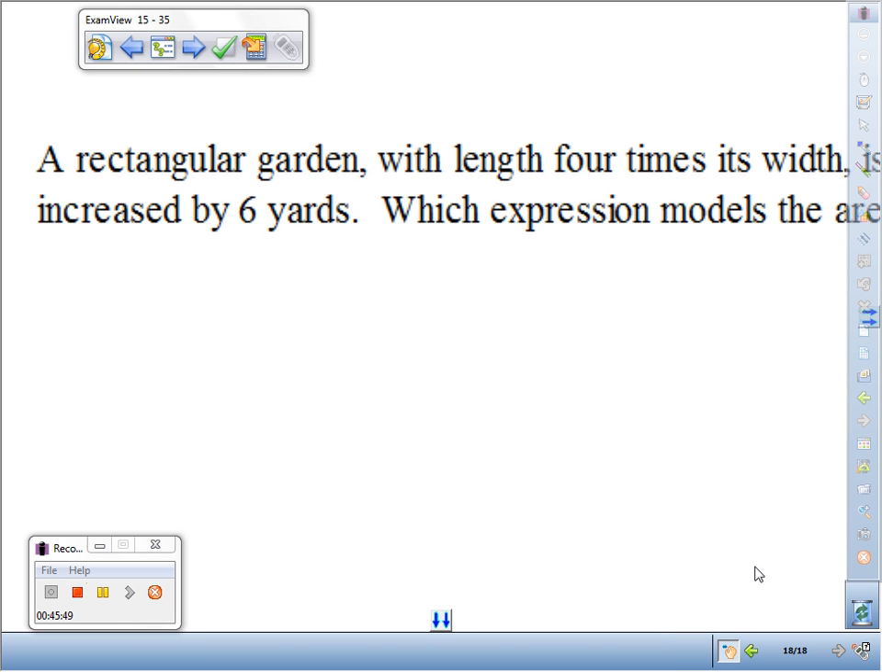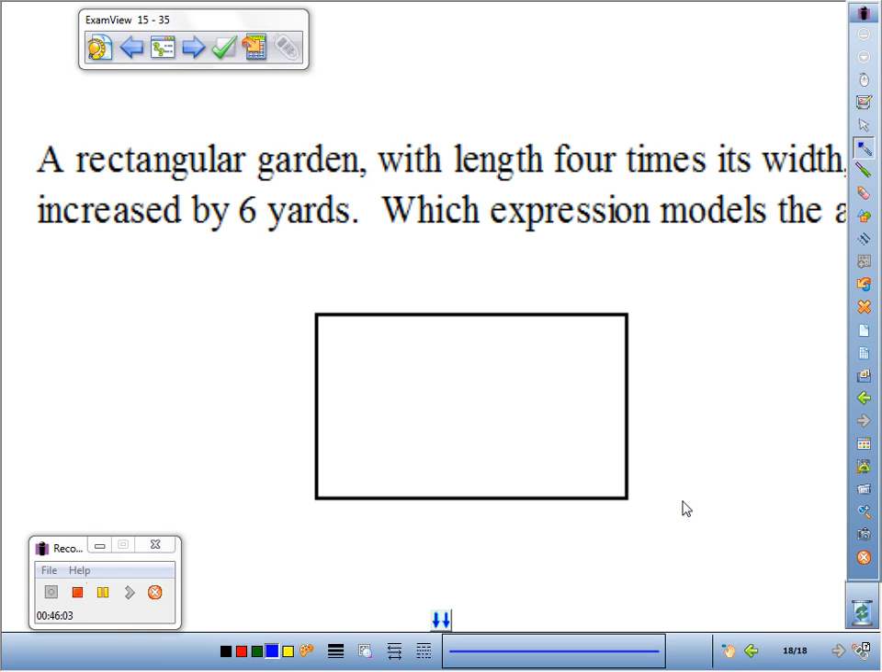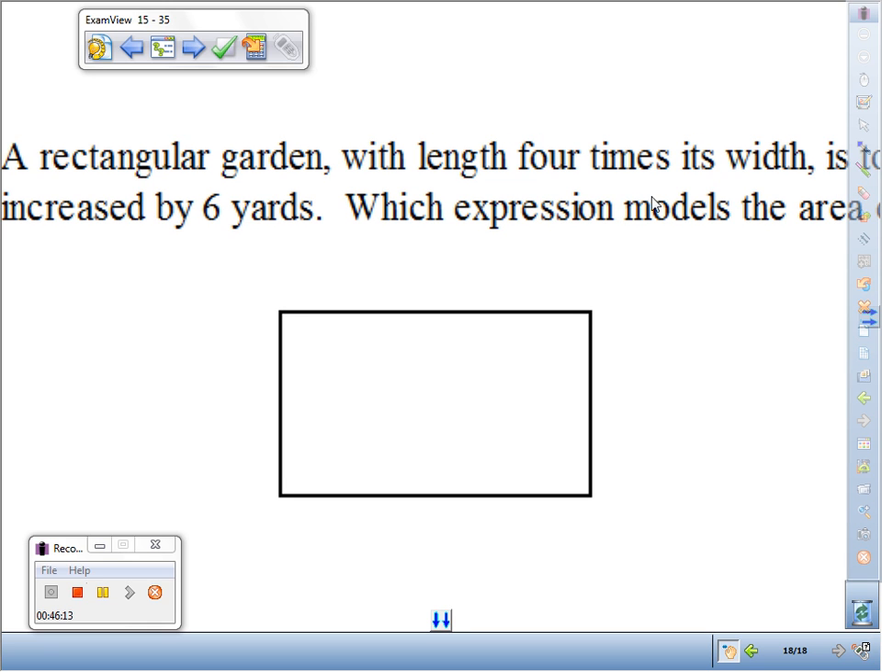It says a rectangular garden. What does that mean? Draw a rectangle. So draw a rectangle for this one like so. So let's read the instructions. Look up. It says, a rectangular garden with length 4 times its width. This is the width, this is the length. The length is 4 times this.